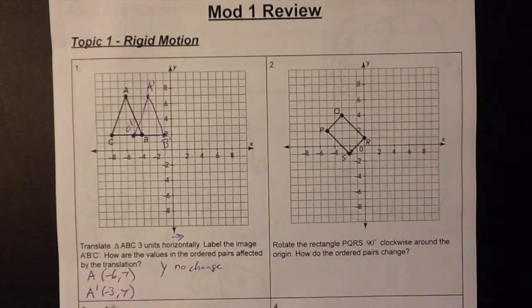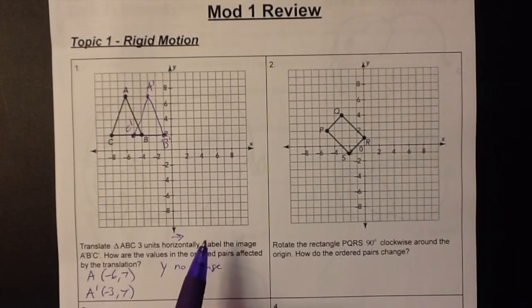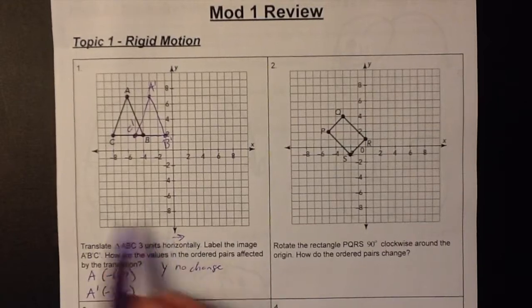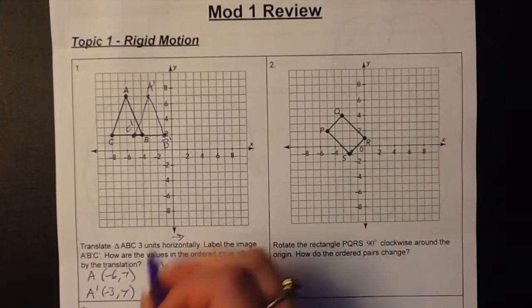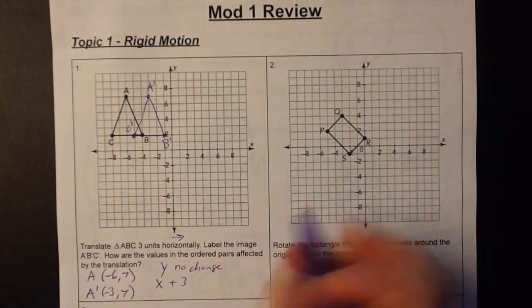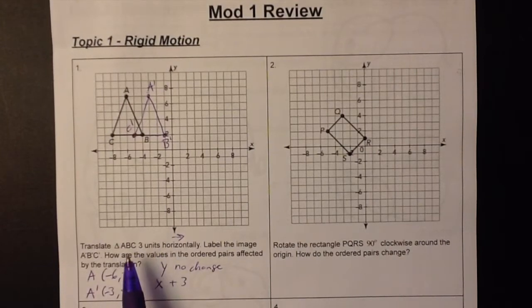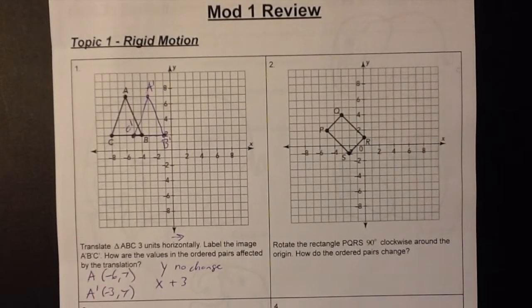but the x did. And that makes sense because all we did was we slid it to the right, which is a change on the x-axis. So x increased by 3, which makes sense because we moved it over 3 units.